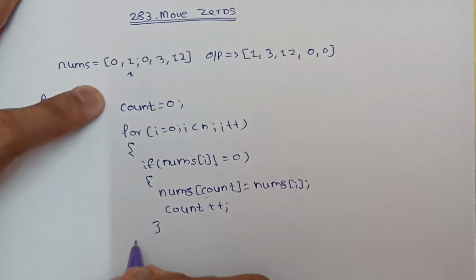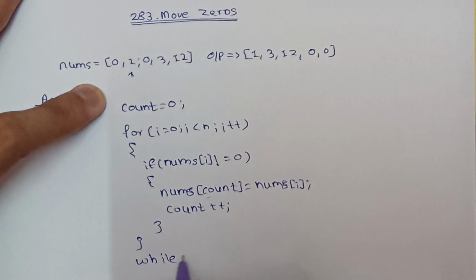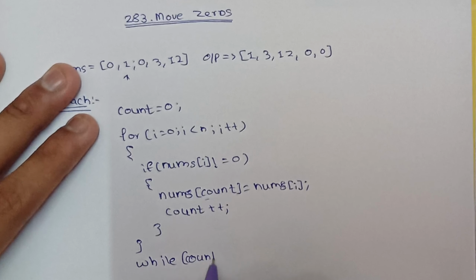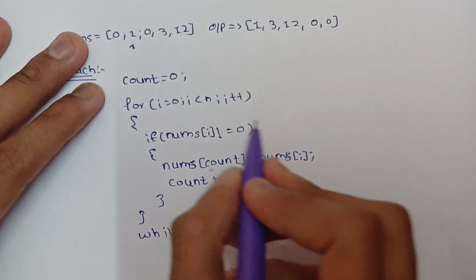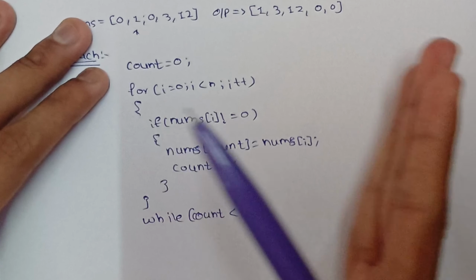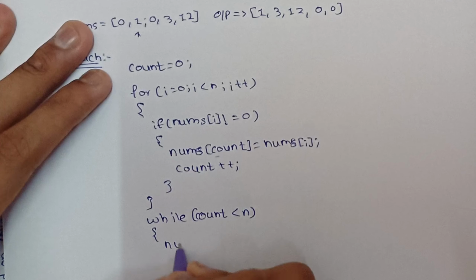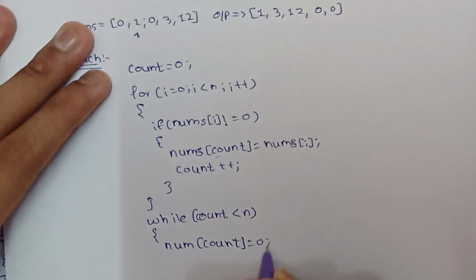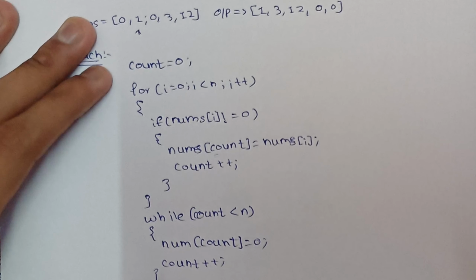At the last we will apply a while loop, while count is less than n. If count was incremented to 3, at index 2, then the remaining third index and fourth index will remain blank. Then we will put 0 there: nums of count equal to 0, and simply increment count. I will try to run this and explain it.